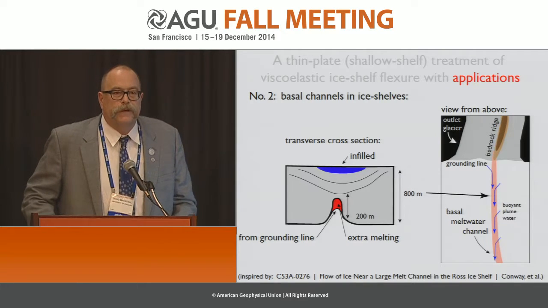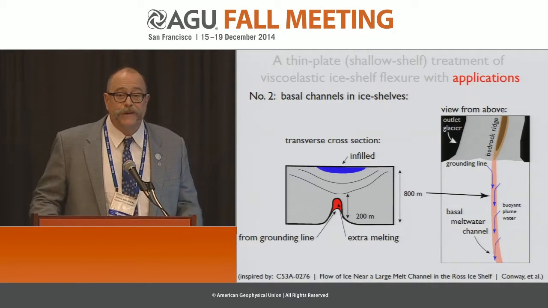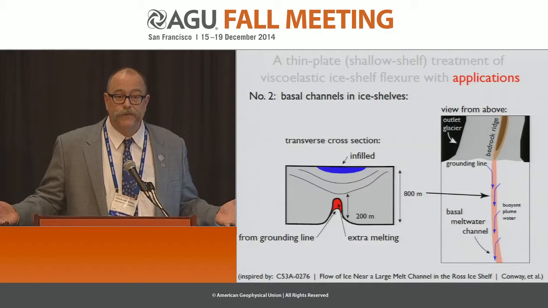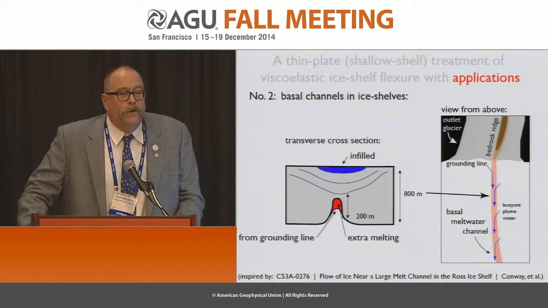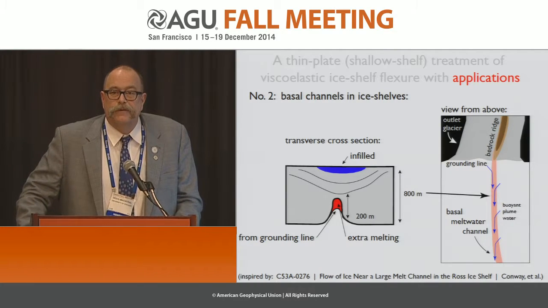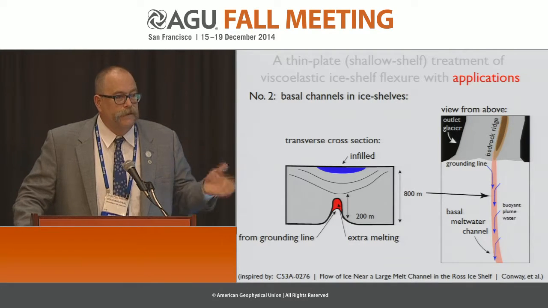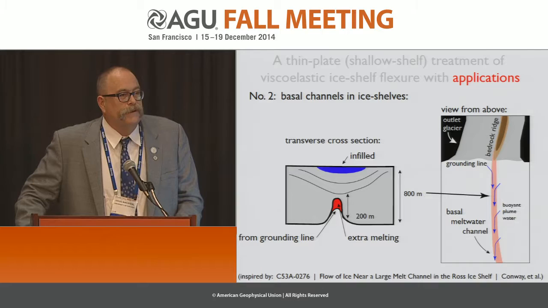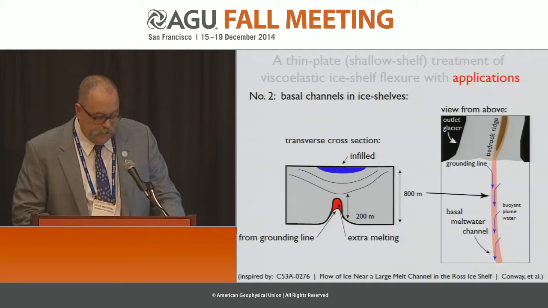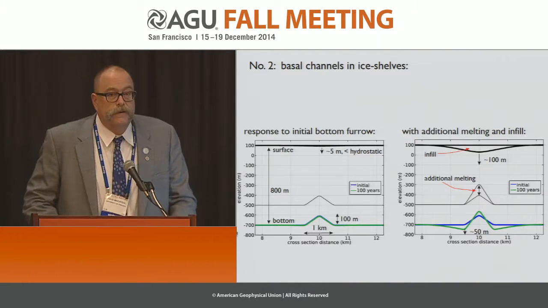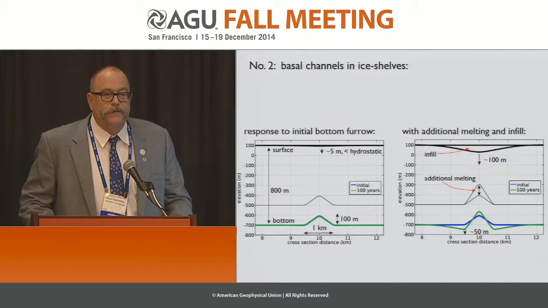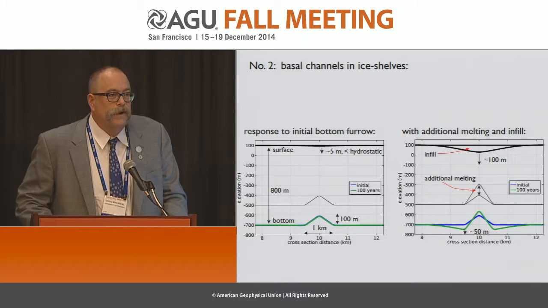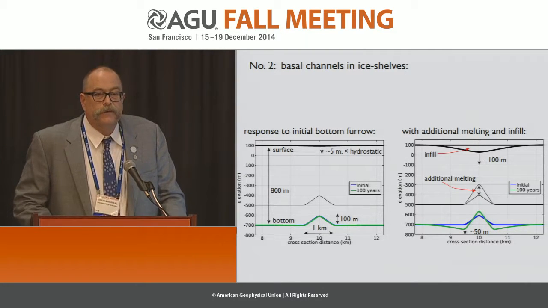But the ice surface, when it enters the ice shelf, doesn't know that it is about to have to deal with hydrostatic equilibrium and Archimedes' principle. So I wanted to ask, how long would it take for the surface to show a depression that would be indicative of this subglacial furrow? And the result on the left here shows what happens if you do nothing other than just put the furrow in the ocean and let it run out for 100 years.